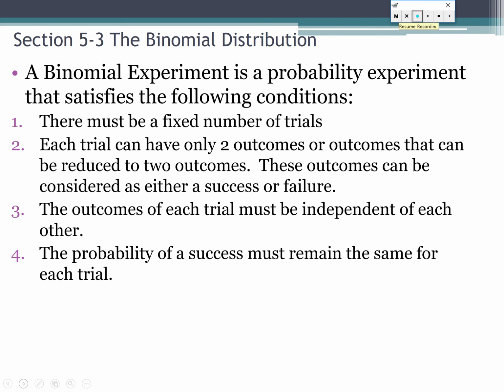If any of these 4 conditions are not met, the distribution you're working with cannot be considered binomial, and then you're not going to be able to use the special formulas and ways to find mean, variance, and standard deviation. So if even one of those is not satisfied, it's not considered a binomial distribution. And in our next section, we will learn about some other types of distributions that then might work for you.